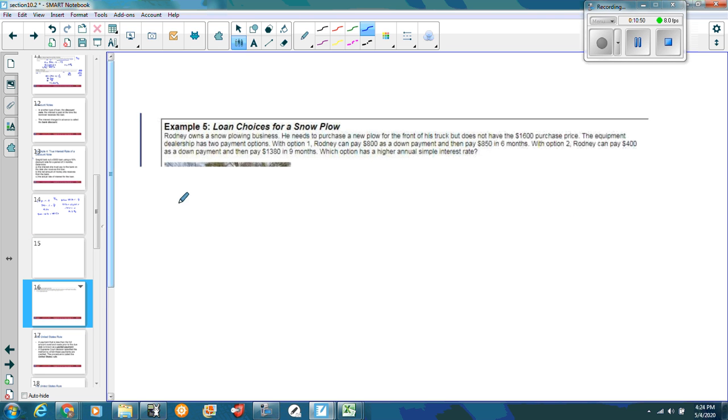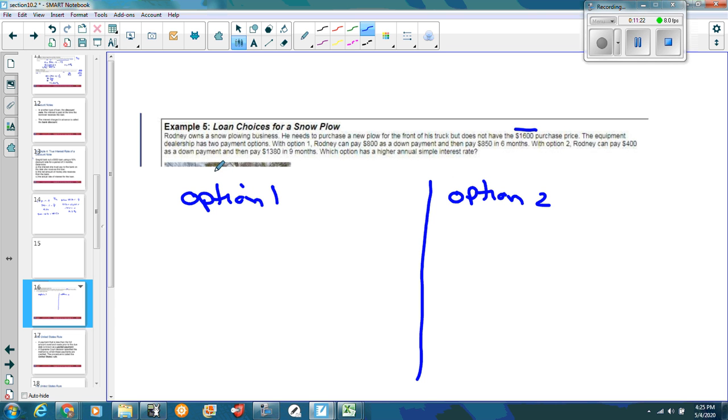I'm going to do one more question and then I'm going to stop right here. Okay. Roddy owns a snow blowing machine. He needs to purchase a new plow for the front of his truck, and it's $1,600. The equipment dealership has two payment plans. So option one is he's going to pay $800 down and then pay $850 in 6 months. Option two, he's going to pay $400 as a down payment and then $1,380 in 9 months. Which one has the better annual interest rate?